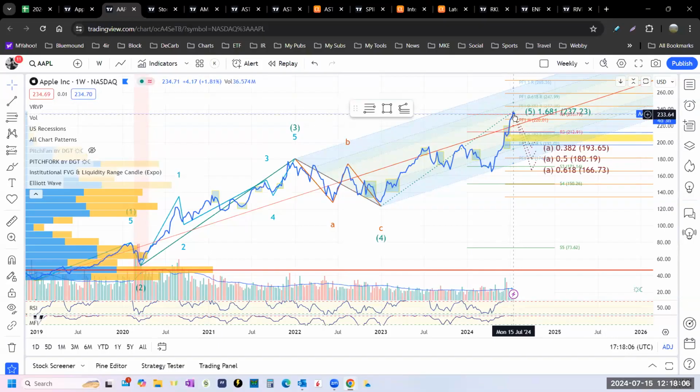Now, if you don't buy it here and it goes to 265, you go, oh, I missed $30 of upside. Think of it this way: you missed 11% of upside. You probably can find that somewhere else.